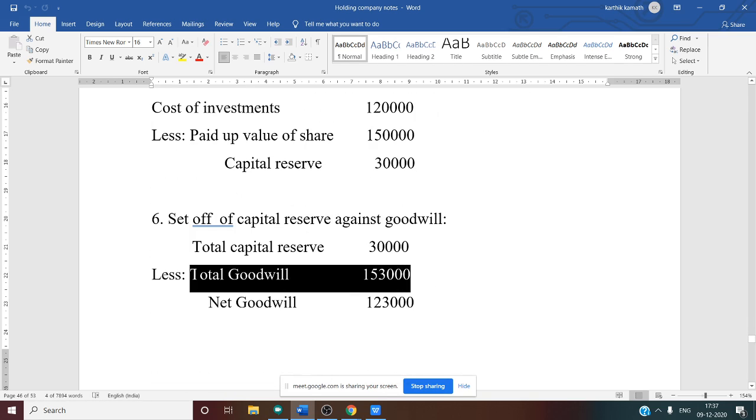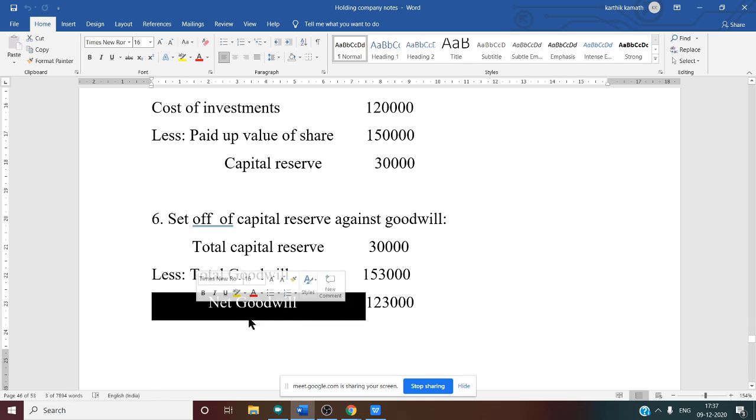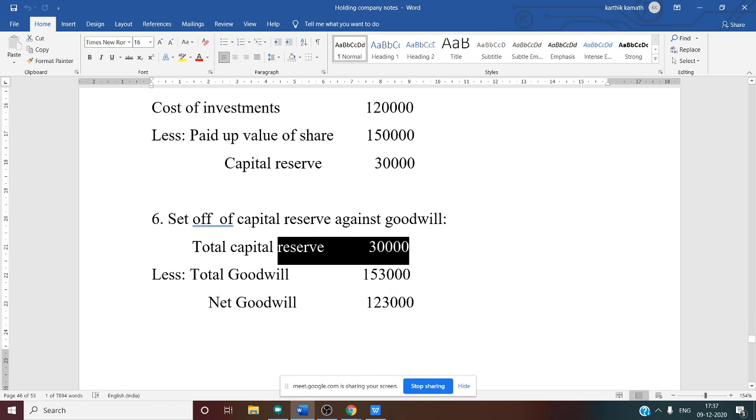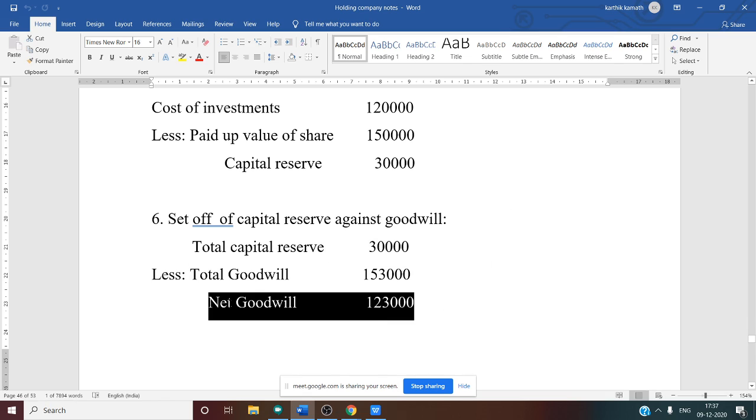Total goodwill. See this. From total capital reserve, that is a negative balance, if you deduct a positive balance, you will get the positive balance answer. Why? Here the positive balance is more. 1,53,000 is the positive balance, the negative balance is 30,000. That is why your final answer, net goodwill, is 1,23,000 positive. That is the sixth working.